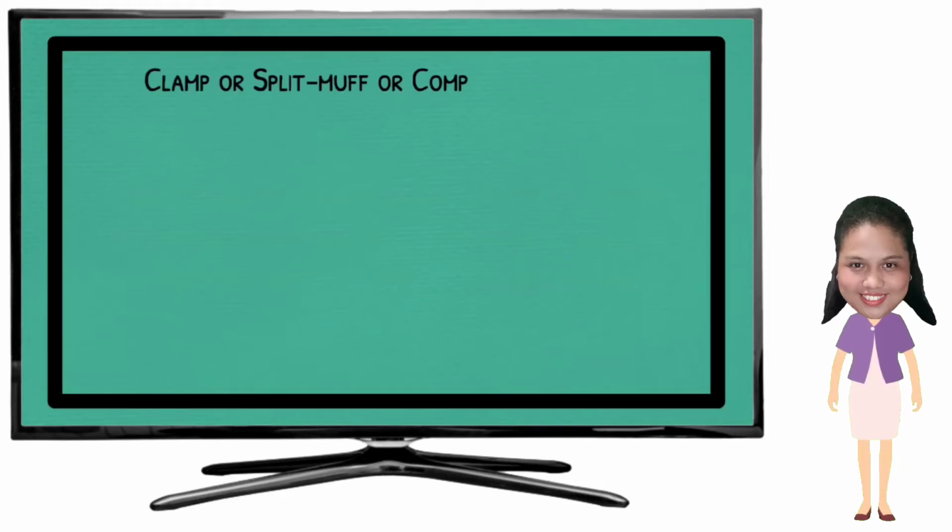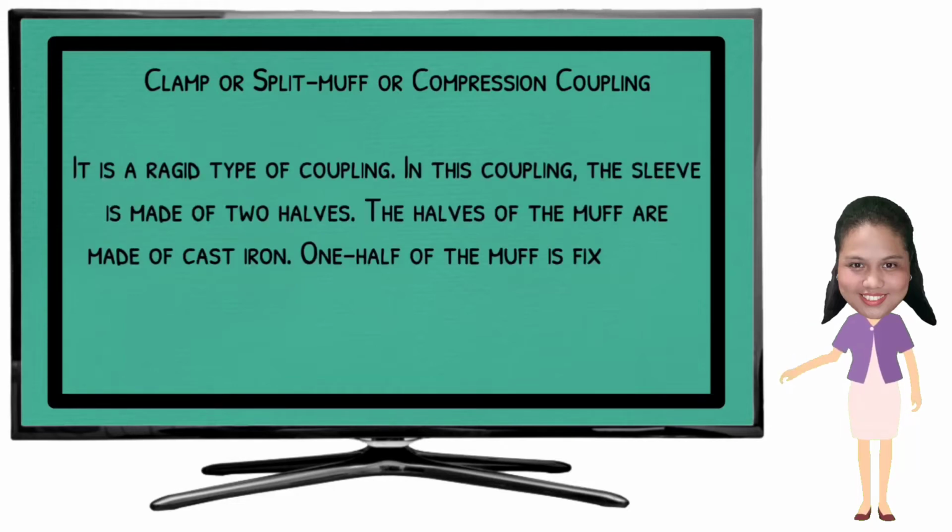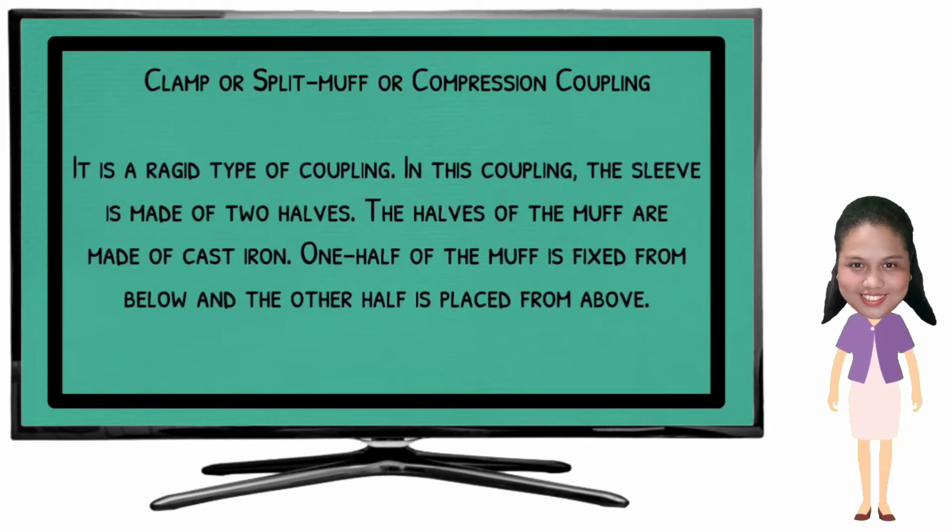The second one is the clamp or split muff or the compression coupling. It is a rigid type of coupling. In this coupling, the sleeve is made of two halves. The halves of the muff are made of cast iron. One half of the muff is fixed from below and the other half is placed from above.